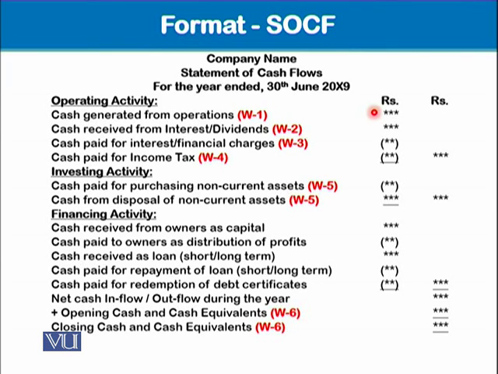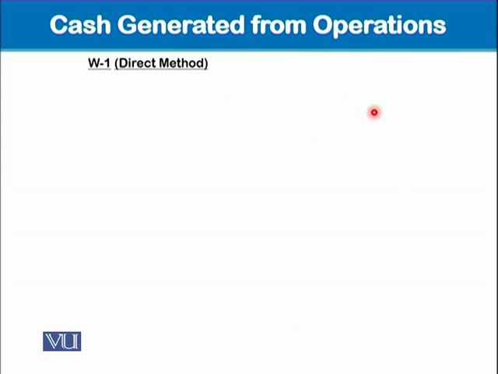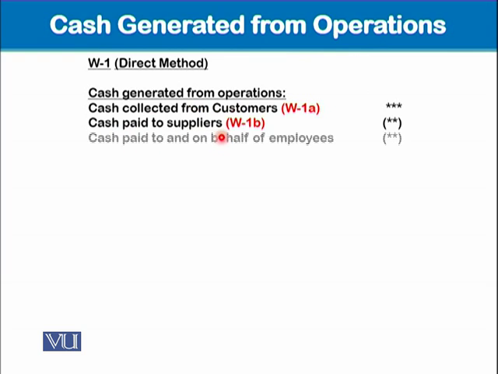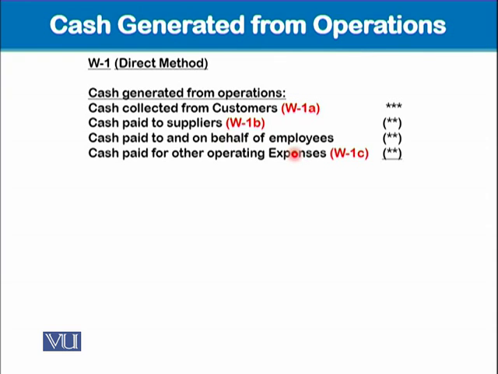So please be attentive and see that in this working one, under the direct method, we are calculating cash generated from operation. It covers cash collected from customers, cash paid to suppliers, cash paid to and on behalf of employees, and cash paid for other operating expenses. So altogether we get this cash generated from operation.